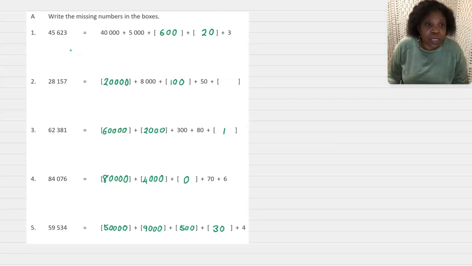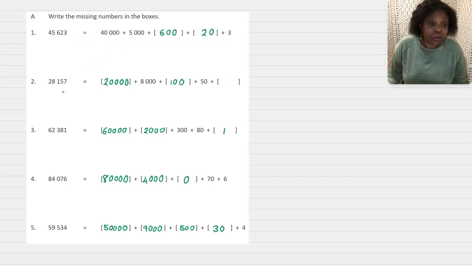So coming to question 1, the value of the 4 is 40,000. The value of the 5 is 5,000. The value of the 6 is 600. The value of the 2 here is 20. And the value of the number 3 is 3. And you can see all the details right here.